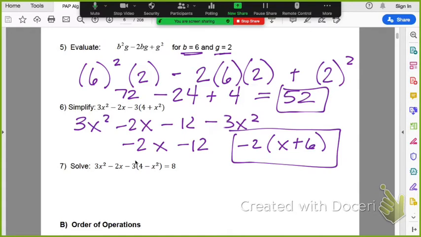So negative 2x minus 12 is not technically wrong. It wouldn't be counted completely wrong. I might just take off like minus 1 point for the final step, which would be taking out the common factor. They both have a negative 2 in common.